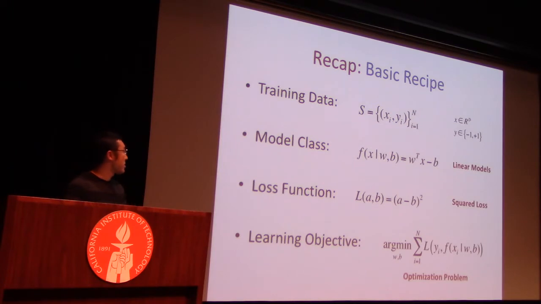We have a loss function that characterizes the mismatch between the prediction and the ground truth. In this case, we were looking at squared loss, which characterizes the mismatch penalty using the squared distance. And we put all those together into a learning objective that sums over the loss of the predictions for every example in our training set, and then we simply want to find the W and B of our linear model class that minimizes this loss. And this leads to an optimization problem, and solving this optimization problem is our learning algorithm, right? So this is just a basic recipe for supervised learning.